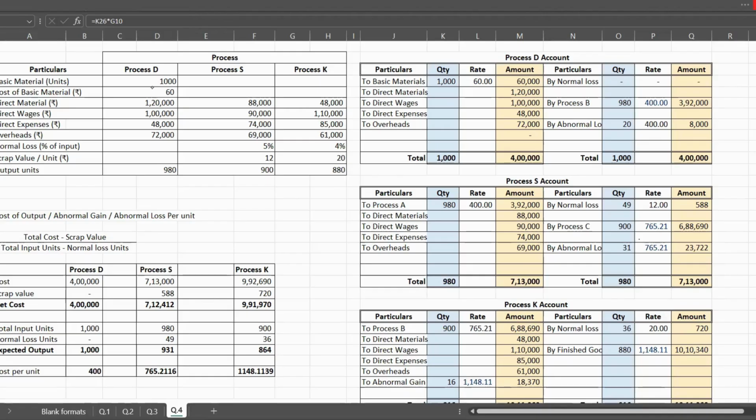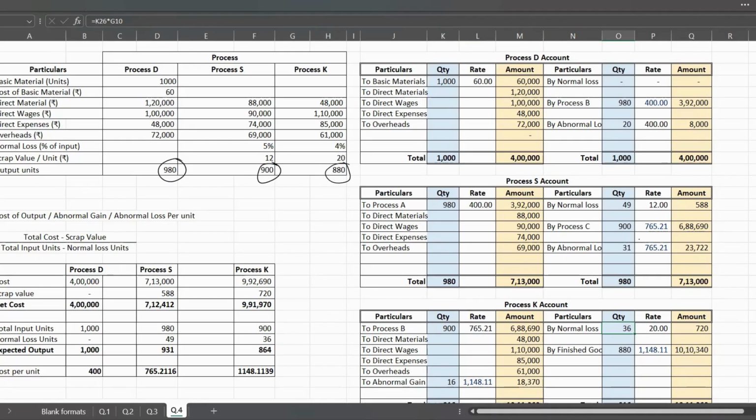This is our next question of process account with abnormal loss and gain. Basic material, cost of basic material, and other expenses related to the process are given. And then output is also mentioned here. When output is given, there is possibility of abnormal loss or gain. So here output is 980, then 900 and 880. So abnormal loss and gain will definitely be there.